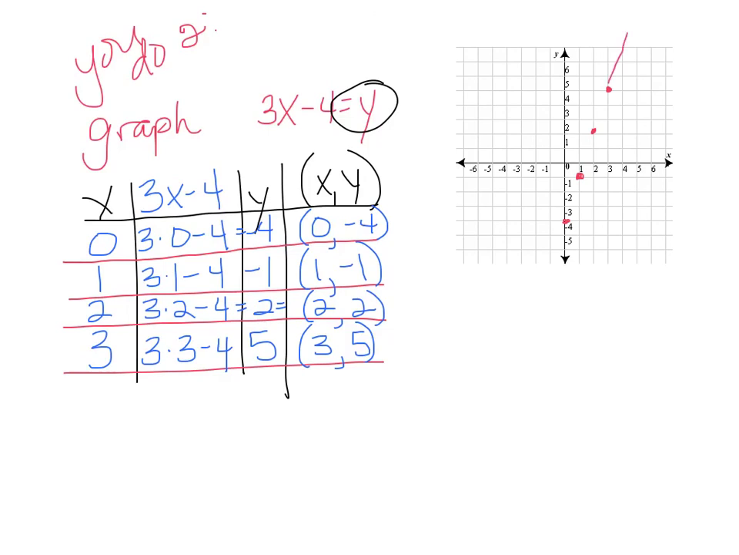Connect the dots as straight as you can. Hopefully you can do it straighter than me. I don't really have a straight edge to use. So graphing the equation 3x minus 4 equals y looks like the line should look like that, and it should run through. It should intercept with x at 1, or as close to 1 anyway, and intercept with y at negative 3. So that's the line I'd be looking for.